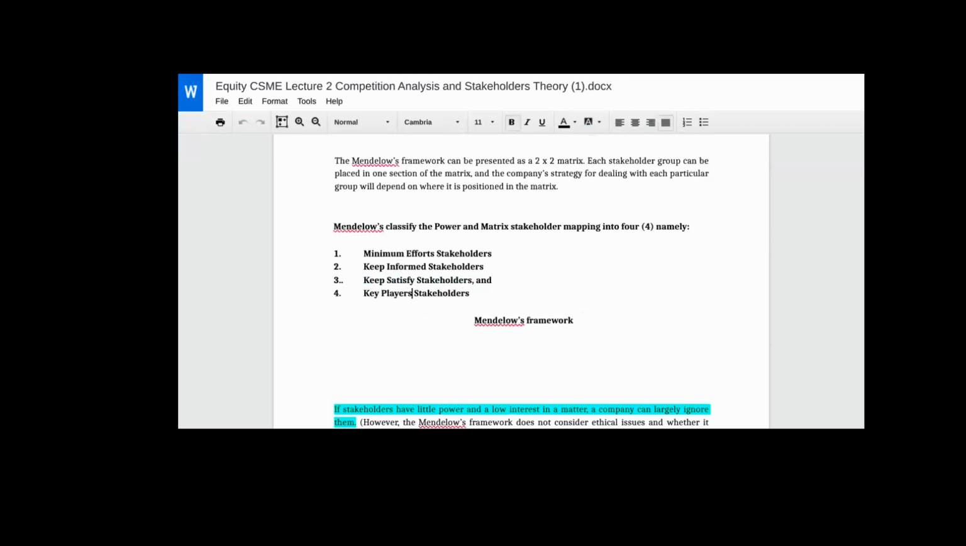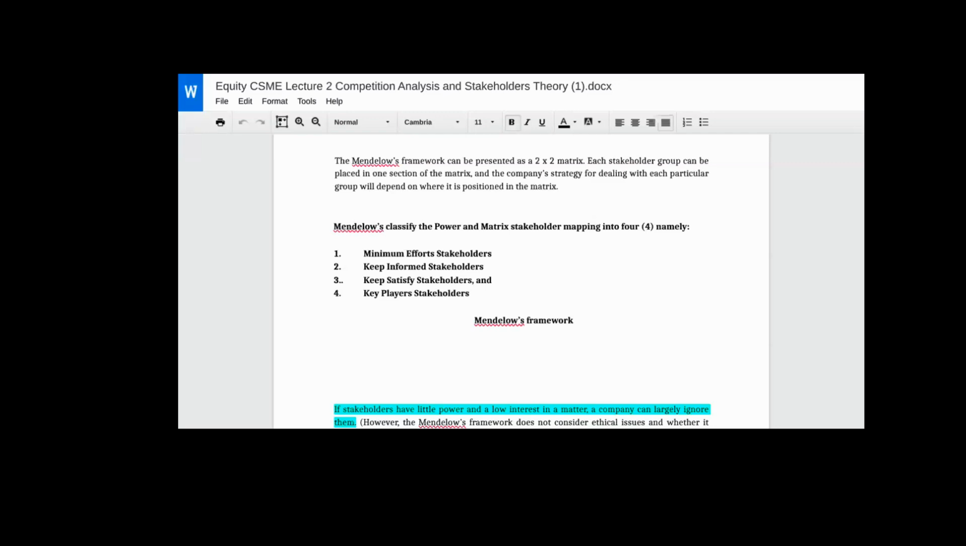Followed by number three, keep satisfied, that have high power, low interest. Keep informed, two, have low power, high interest. But the minimum effort is the lowest. Their level of power is low, and their level of interest in the organization is low too.